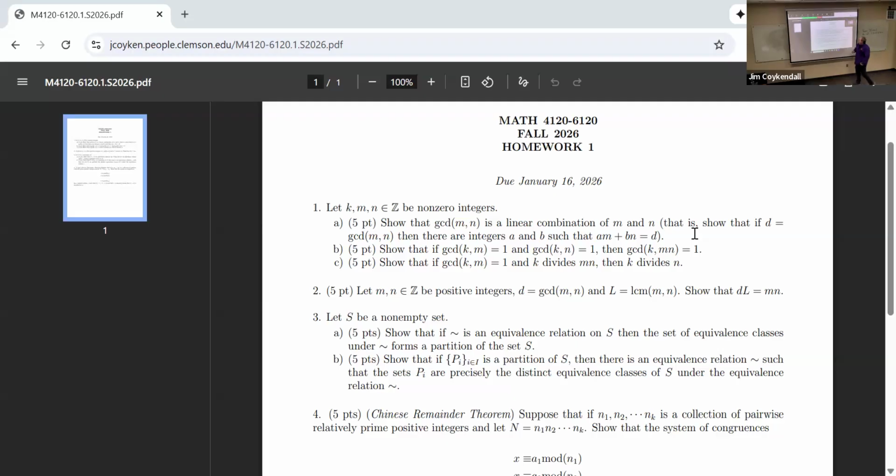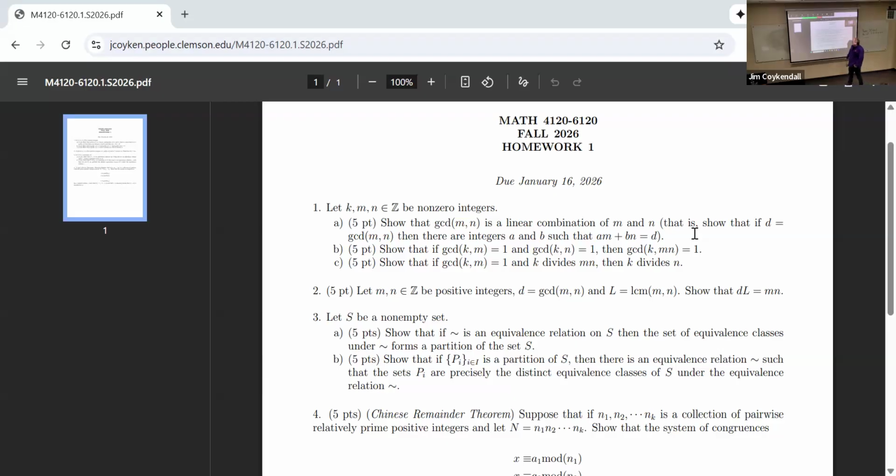Number B, show that if the greatest common divisor of K and M is 1, and the greatest common divisor of K and N is also 1, then the greatest common divisor of K and M times N is also 1. So you can't pick up any extra divisors by multiplying these two. Show that if the greatest common divisor of K and M is 1, and K divides MN, then K is forced to divide N. Right? So these are basic properties of greatest common divisors in the integers, and like I said, we're going to use it a lot.